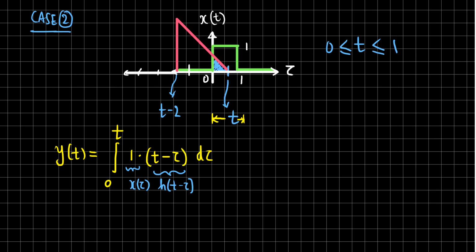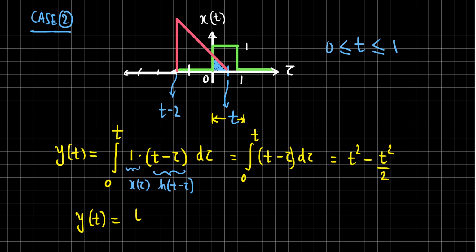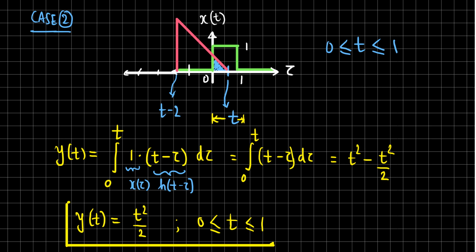Now we can easily solve this integration, and that turns out to be integration from 0 to t of t minus tau d tau. That turns out to be t square minus t square by 2. So y of t equals to t square by 2 for the range between 0 to 1. So you have calculated y of t for the range 0 to 1. Similarly, we can analyze the other cases.